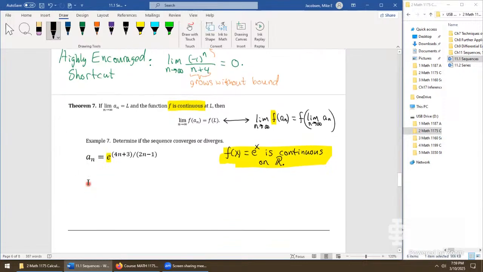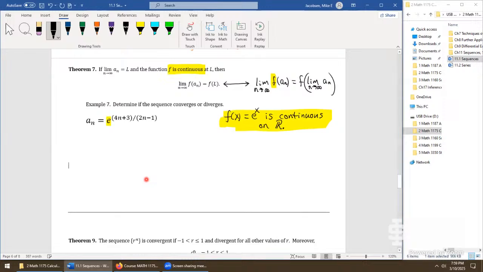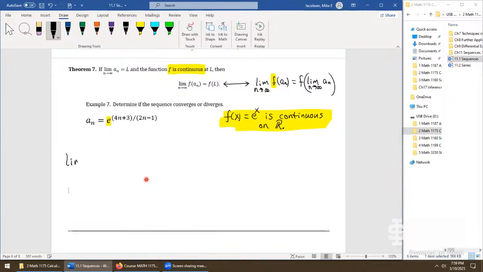And that allows us to do this. That means we're basically done with the limit. We can go and fix those characters. Limit as n goes to infinity, e to the power of (4n plus 3) divided by (2n minus 1) becomes e to the power of the limit itself. That's us writing it this way, the limit going inside the function e to the x. Limit as n goes to infinity, (4n plus 3) divided by (2n minus 1).